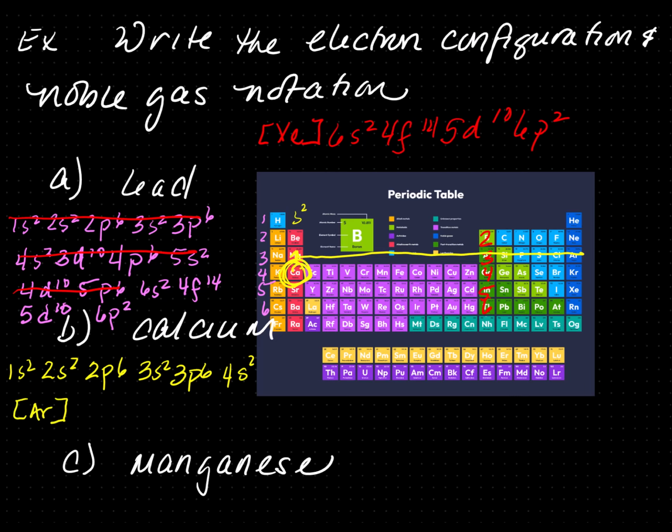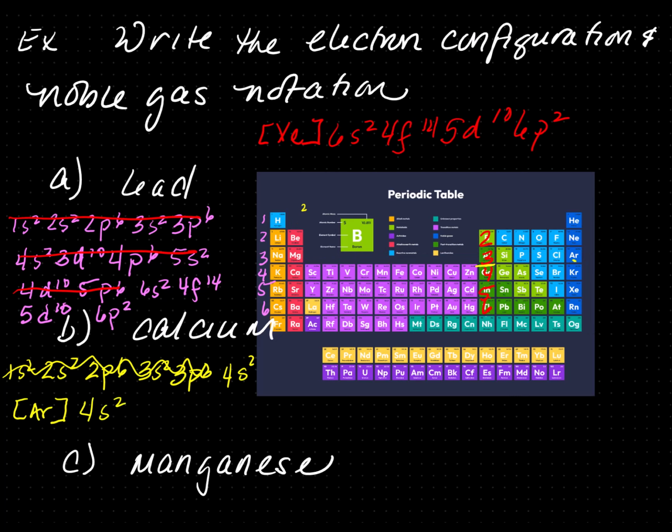So for the noble gas notation, we're going to locate calcium, go up 1 period, find the noble gas, which is argon. I put argon in brackets, the noble gas in bracket, and if you look at argon, this is period 3, 3p6. So everything here is going to cancel out, and so we're going to have 4s2.